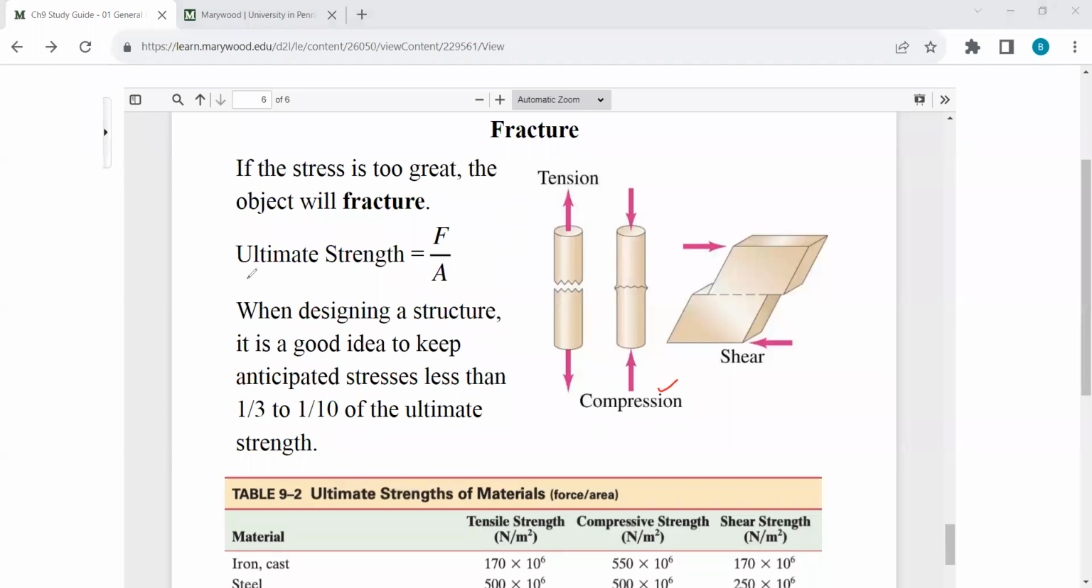And ultimate strength is defined as this equation: F max over A. The ultimate strength of each object is basically a constant number for a material. For example, we have an ultimate strength for iron.